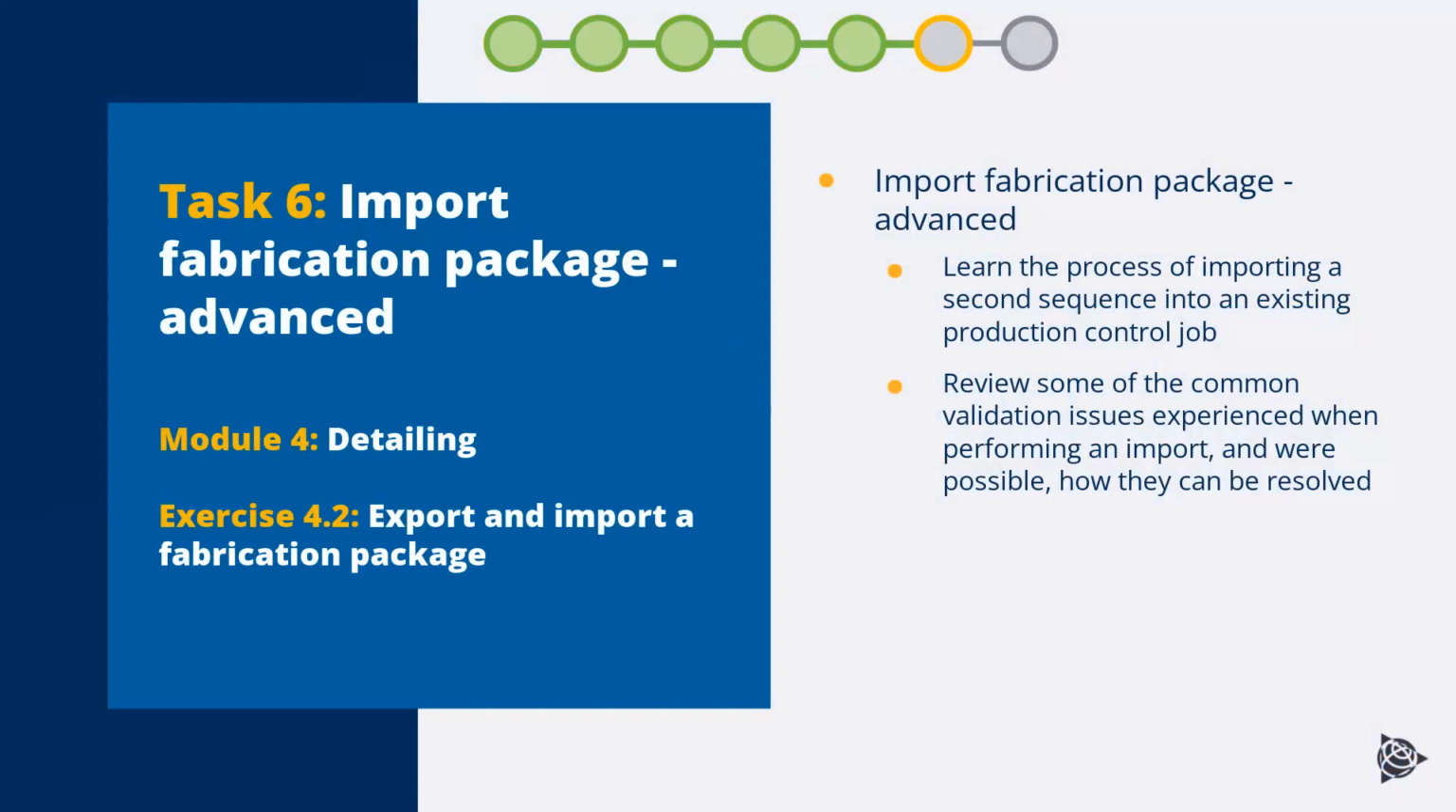Earlier in this exercise, we have already seen the basic process of importing a fabrication package from the modeling software. In this task, we will import the second sequence of J21008, to take a more thorough look at some of the common validation issues experienced when performing an import, and where possible, how they can be resolved.